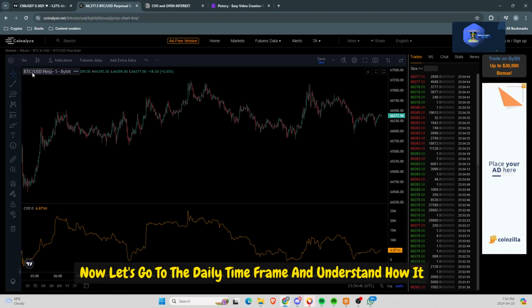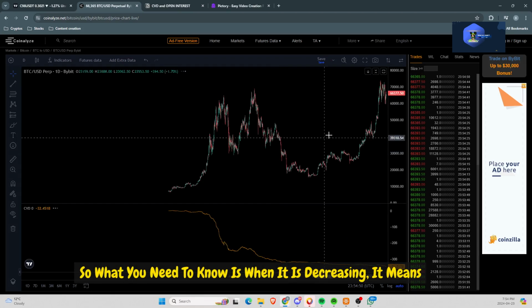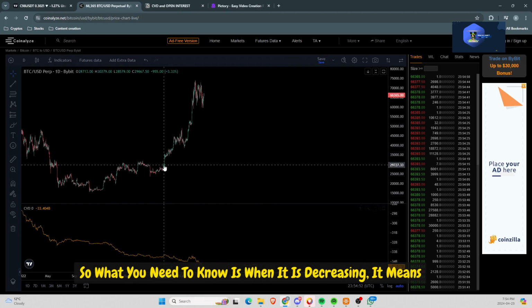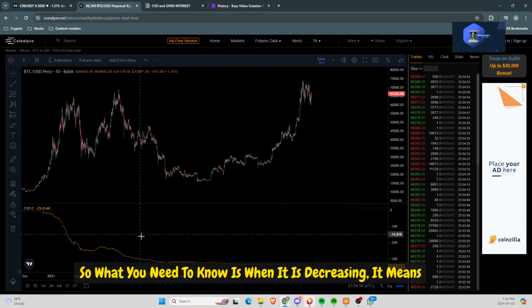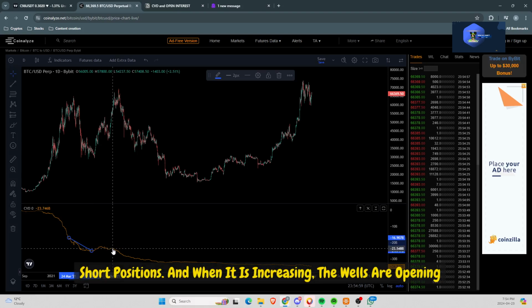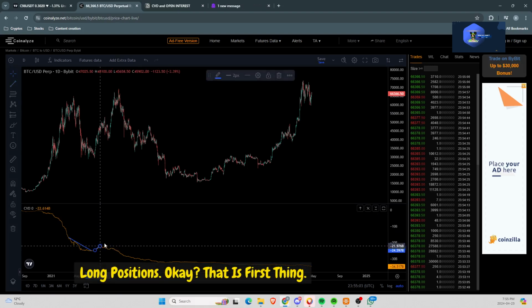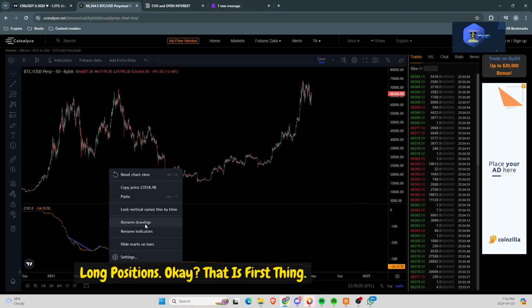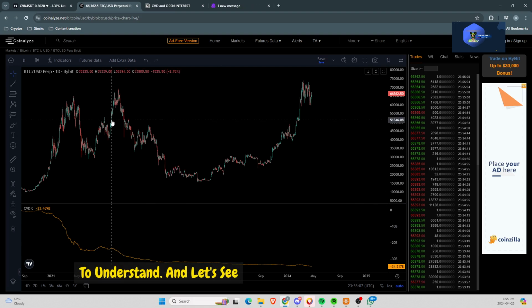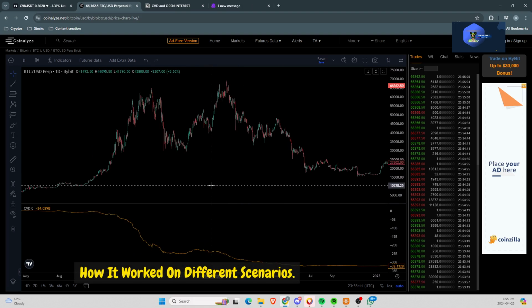Now let's go to the daily time frame and understand how it works on a higher time frame, okay? So what you need to know is when it is decreasing, it means that the whales are opening short positions, and when it is increasing, the whales are opening long positions, okay? That is the first thing to understand. And let's see how it worked in different scenarios.